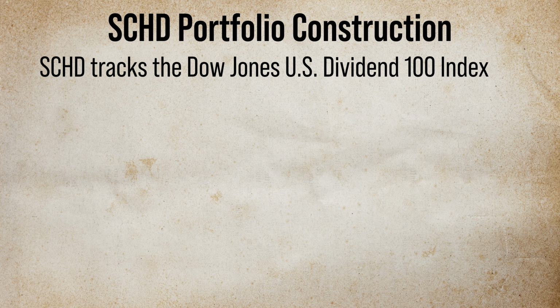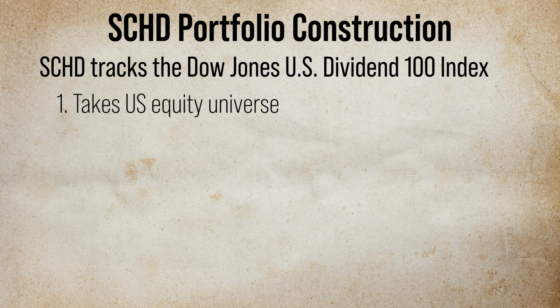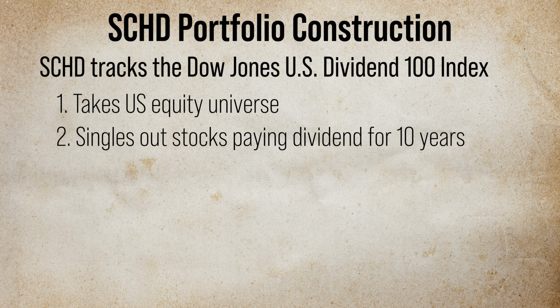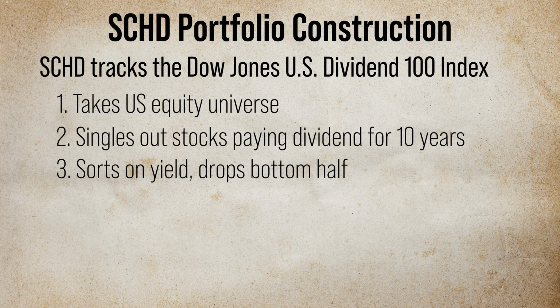Let me recap how SCHD constructs its portfolio. The fund tracks the performance of the Dow Jones US Dividend 100 Index, and that's the beauty of it. There's no active trading. The selection process is rules-based. The fund takes a look at a wide US equity universe. Then it singles out stocks that consistently pay dividends for the past 10 years. That's right, if there's one recent dividend miss, the stock will have to wait another 10 years. Then SCHD sorts stocks based on their yield and eliminates the bottom half. In other words, the bottom 50% of low-yielding stocks does not make it into the fund.